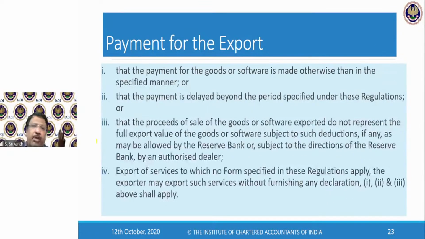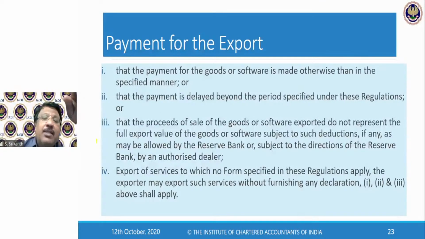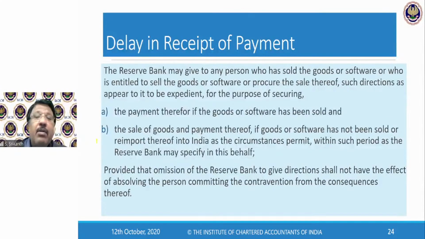Got it. So I'm going to move on. Now, no person shall, except with the permission of the Reserve Bank or subject to the directions of the Reserve Bank or permission of an authorized dealer, do or refrain from doing anything or take or refrain from taking any action which has the effect that the export value is collected in a manner other than the specified manner, or is delayed beyond the period specified, or if the full value of export is not received. Now, we have already seen this. When there is a delay, then RBI has the power to punish you.